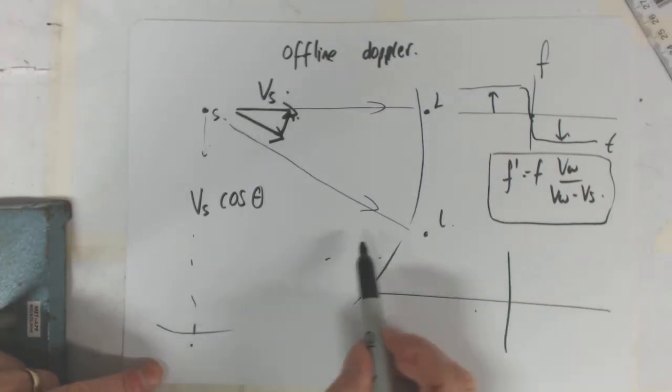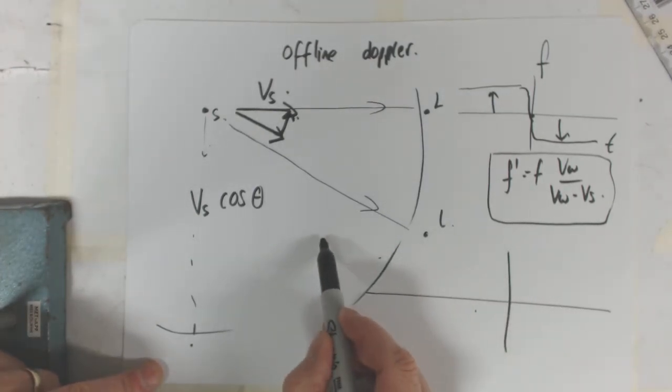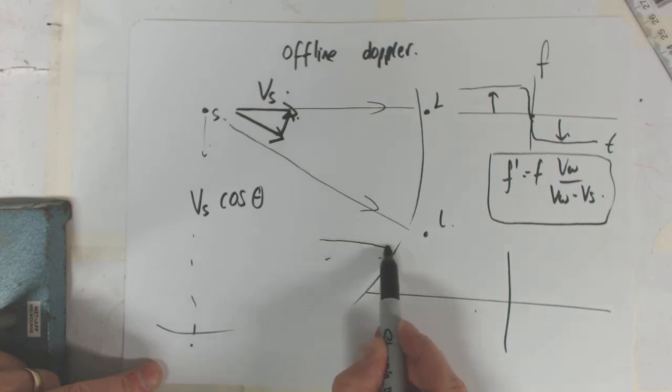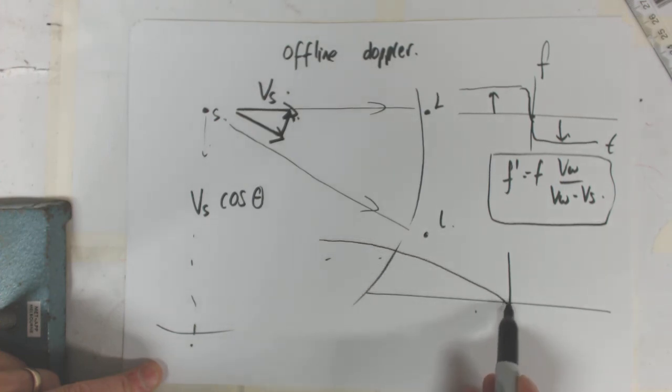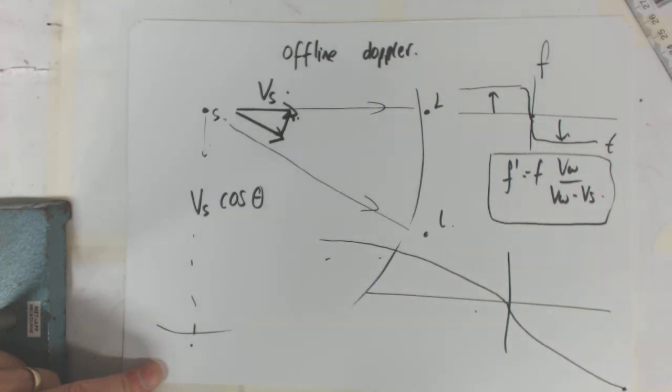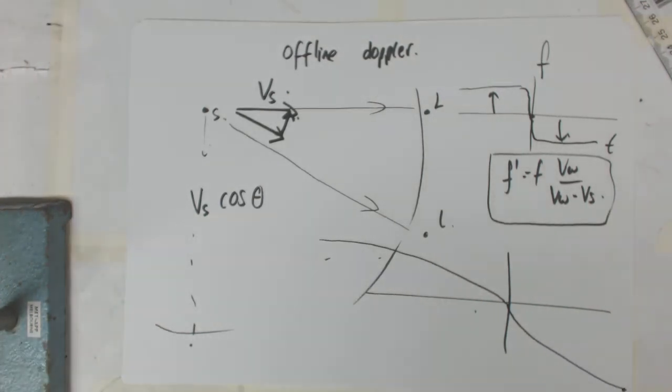So as we look at it from this point of view, we'll get more of a graph that sort of does this sort of thing, if you like, and again, this one's coming close to being the same situation. So that's what I call offline Doppler.